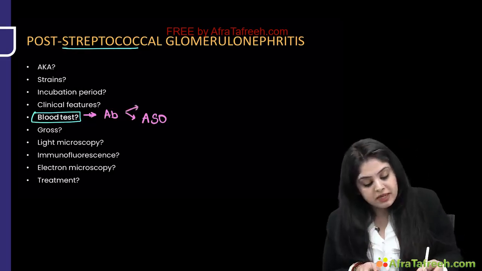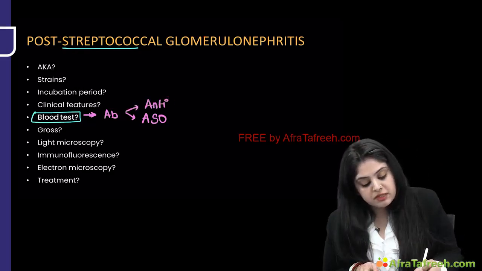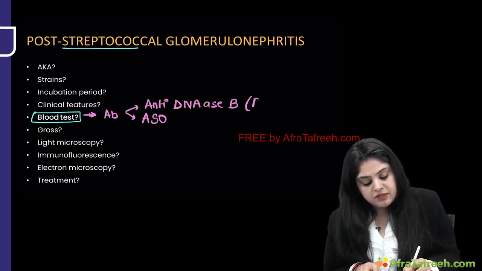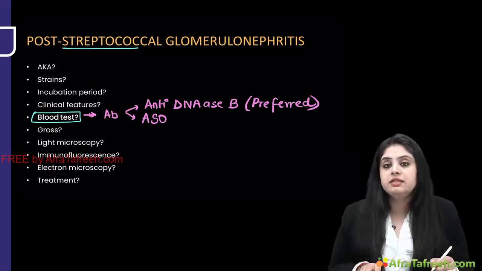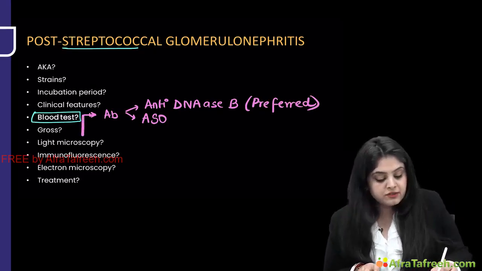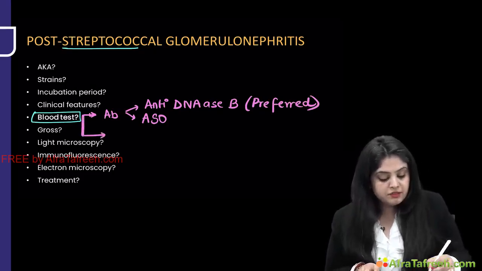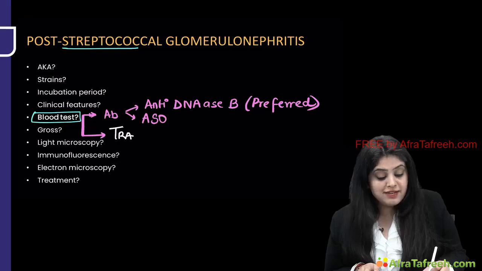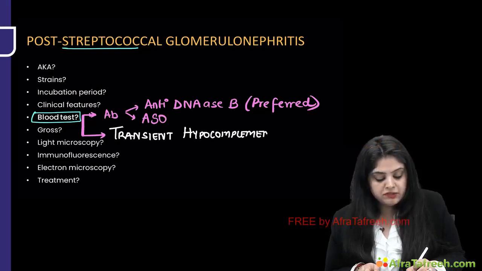However, what is better or what is preferred over here is anti-DNase B. Please remember, anti-DNase B is the preferred antibody detection over here. That's the first set of blood tests that you'll do. What is the second blood test you'll do? Remember, these patients show you a very, very, very important concept called transient hypocomplementemia.